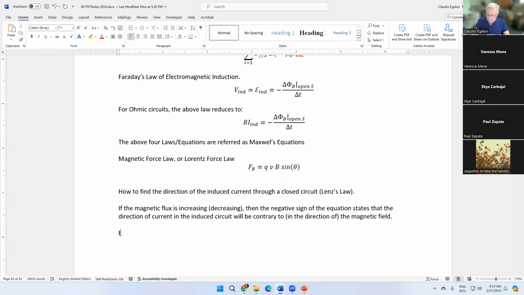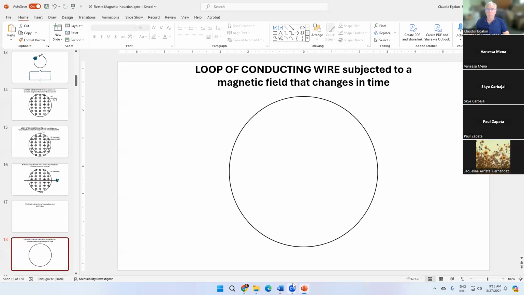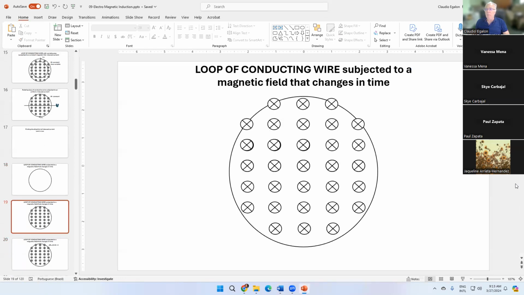I'm going to do some examples. Here you go. We have a loop of conducting wire subject to a magnetic field that changes in time. Here's the magnetic field that changes in time, into the board.